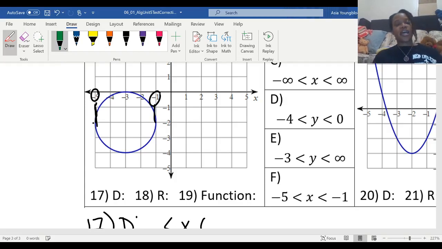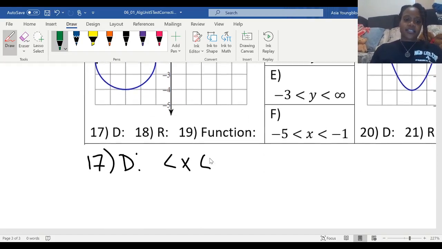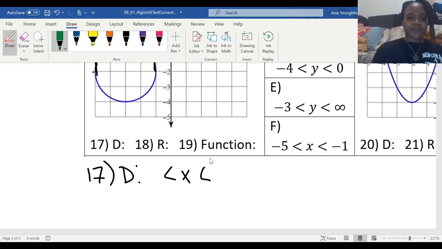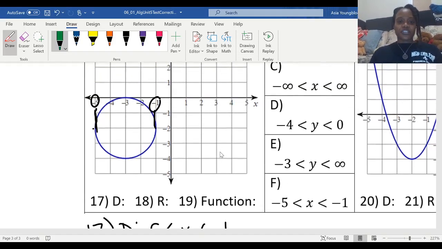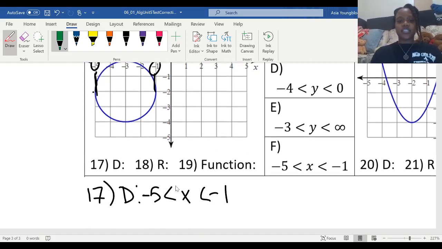So again, we just looked at how far left and right the graph went on the x-axis. So for your domain, you would write negative 5 is less than x, which is less than negative 1. So again, just write a brief reflection on how we did that. How did we get these numbers left and right on the x-axis?